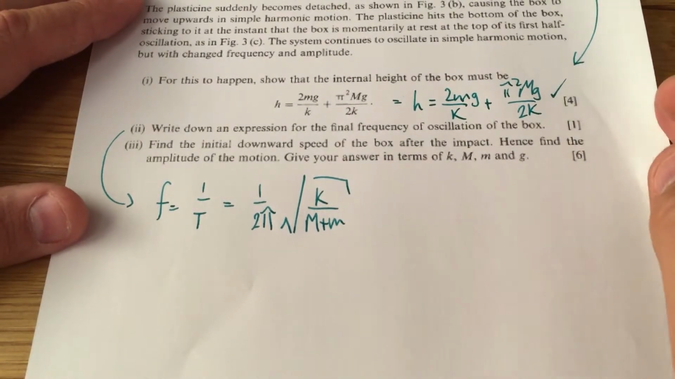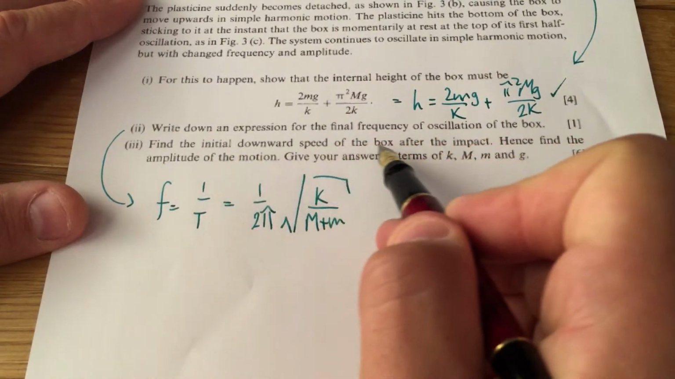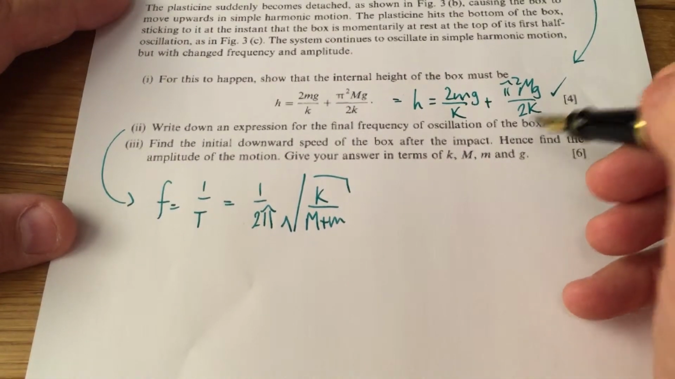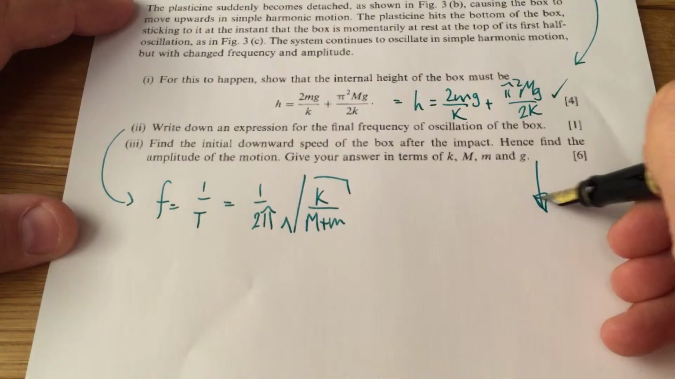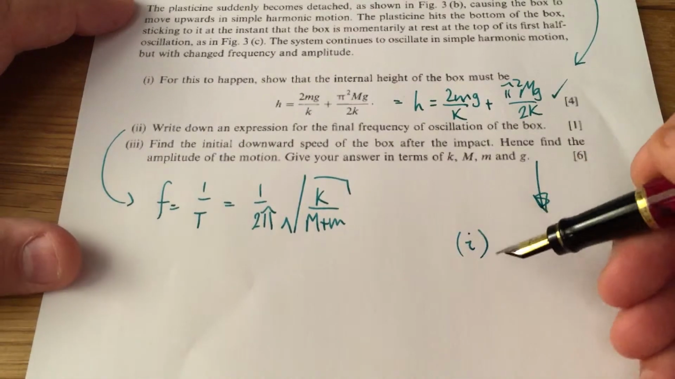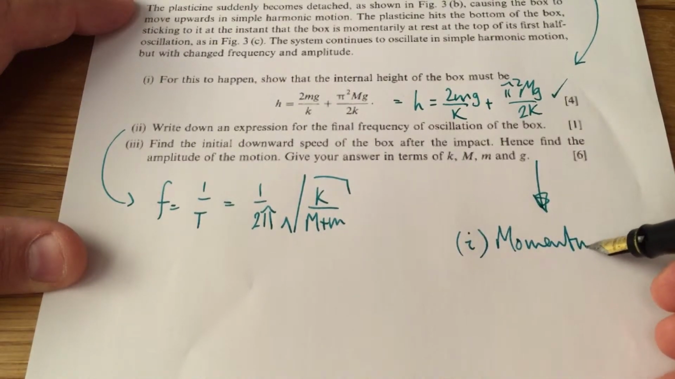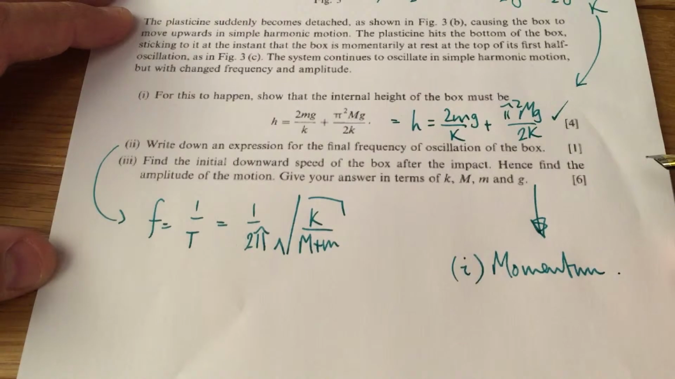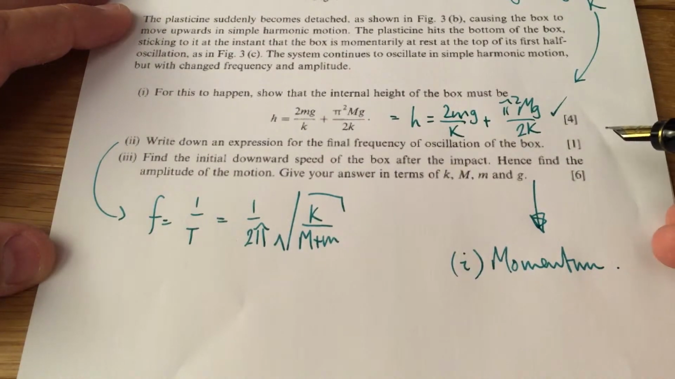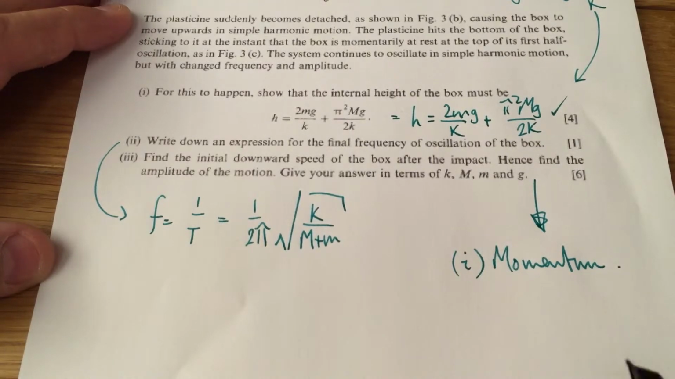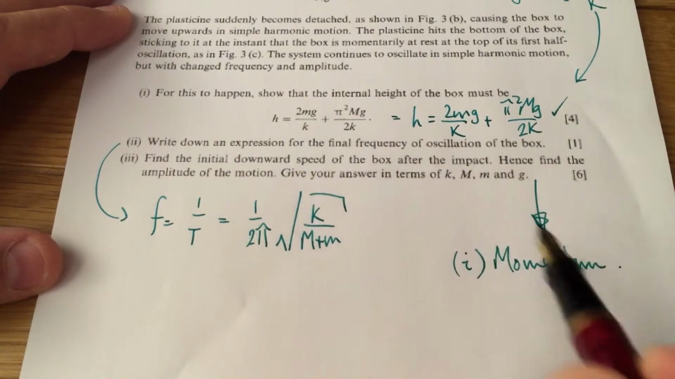But the next one requires a little bit of work. It says, what's the initial downward speed of the box after impact? Hence find the amplitude of the motion. You give your answer in terms of the given quantities. So what's the hint for this one? Let me give you a few hints and then you can try it for yourself. First one, this is a momentum issue. With that in mind, let's just tackle one bit at a time. So the initial speed of the box is a momentum issue.